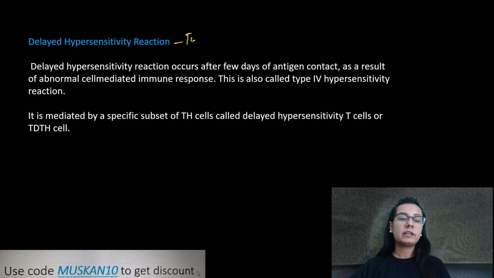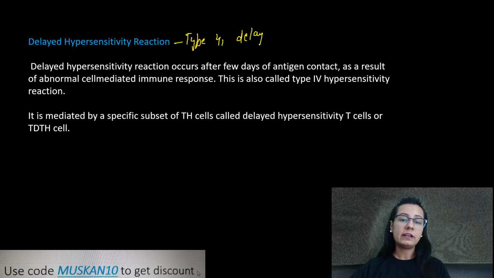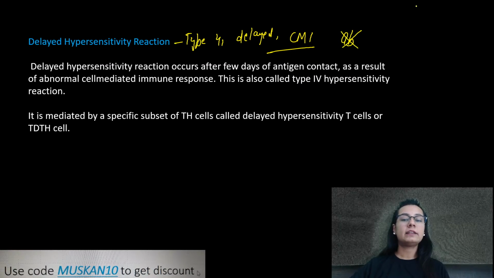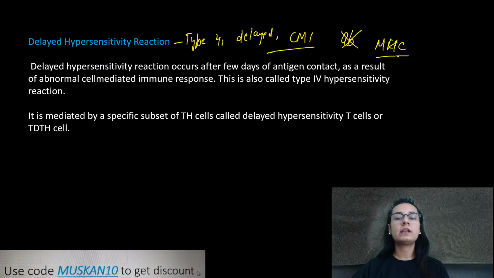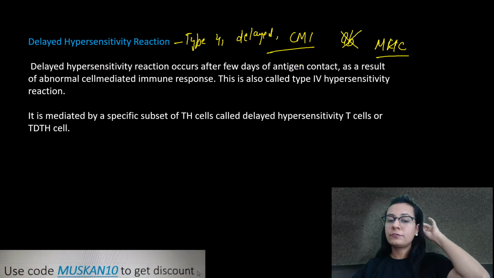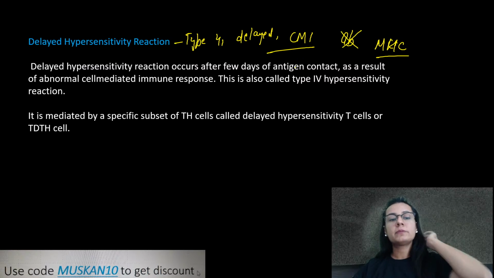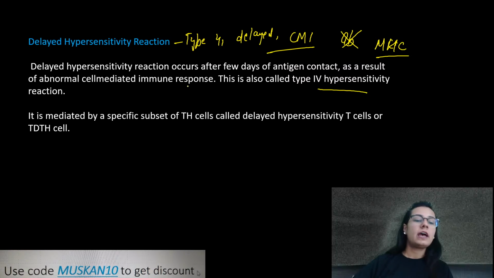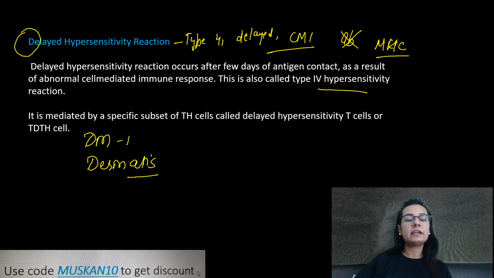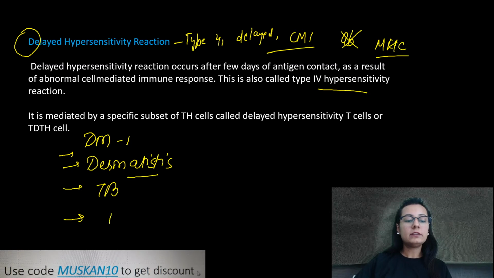Coming next to the delayed or the type 4, it is the cell mediated immunity reaction, that is, it was not antibody mediated, and it was MHC class 2 mediated with the help of the dendritic cell activating CD4 T cells, CD8 T cells, right? So they occur after a few days, therefore delayed, as a result of abnormal CMI, and this is called the type 4. And for examples, from D: diabetes type 1, contact dermatitis, and since it is delayed we remembered the rare disease presentations, that is TB and multiple sclerosis.